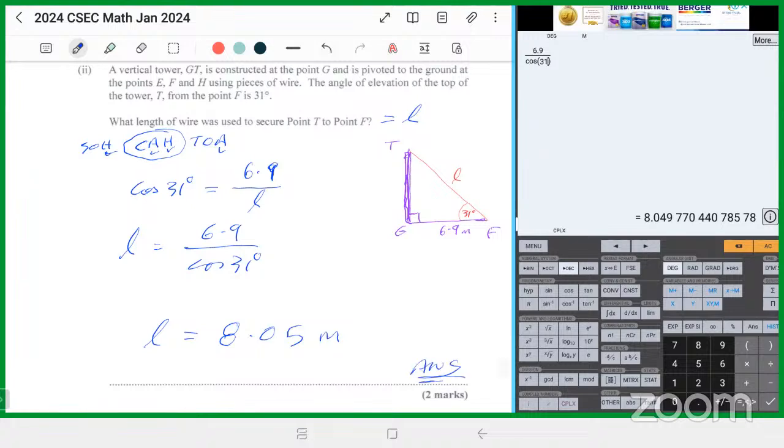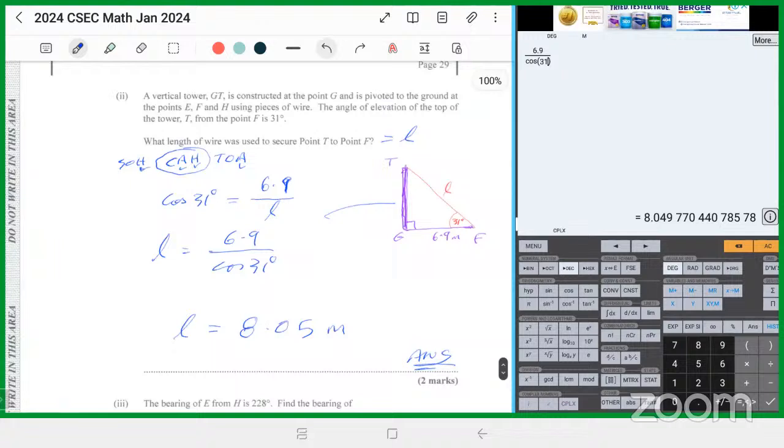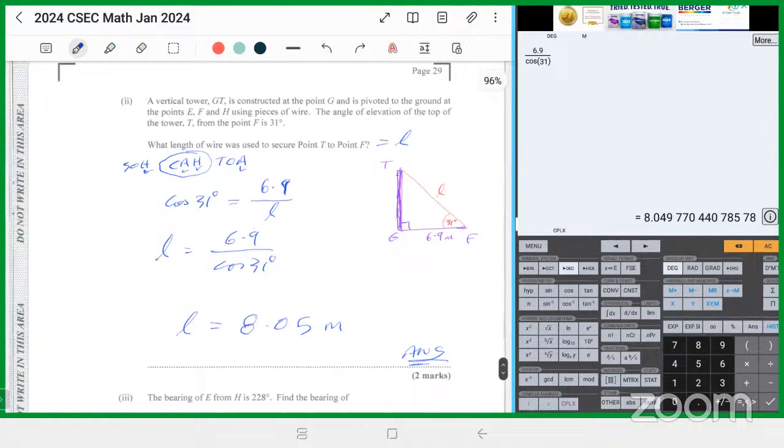That's the length. If they wanted the height of the tower, they would use tan, opposite and adjacent. All right, so if they wanted the height of the tower, which they normally do, this time they wanted the length of the wire, which in this diagram is the hypotenuse. All right, that's your wire in red.